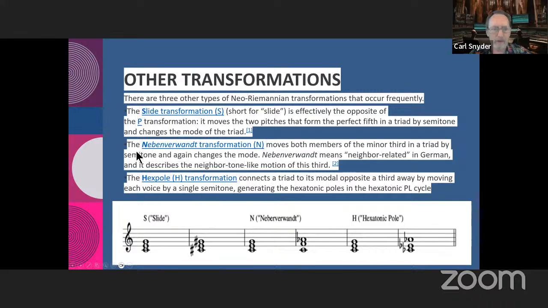The Nebenverwandt transformation just means neighbor related. It moves both members of the minor triad by semitone, and again changes the mode. So here we see C going to F minor in the N transformation. And then the hexatonic pole connects a triad to its modal opposite, a third away, by moving each voice by a single semitone, generating the hexatonic pole in the hexatonic PL cycle, which kind of begs the question, let's look at what the hexatonic cycle is.